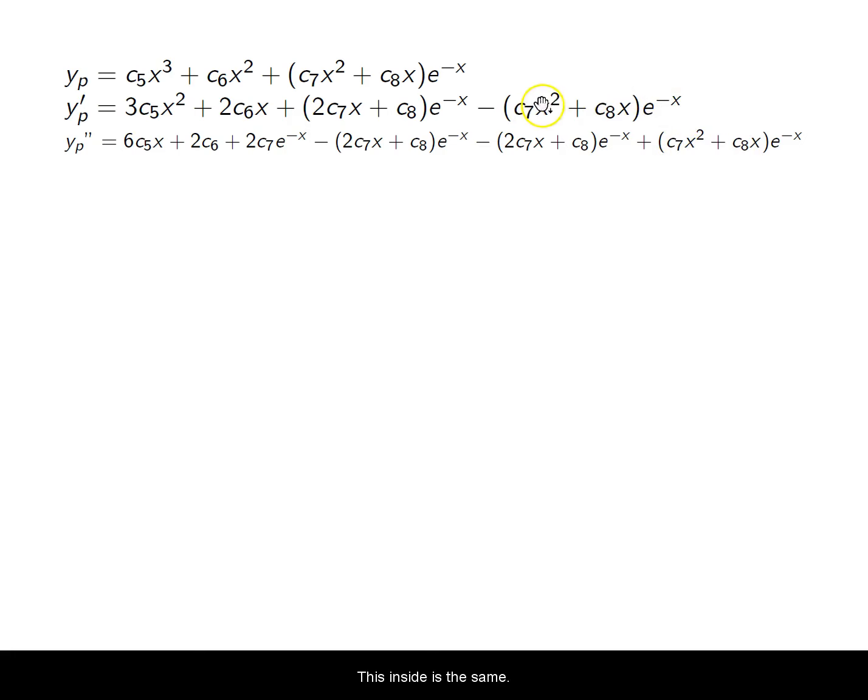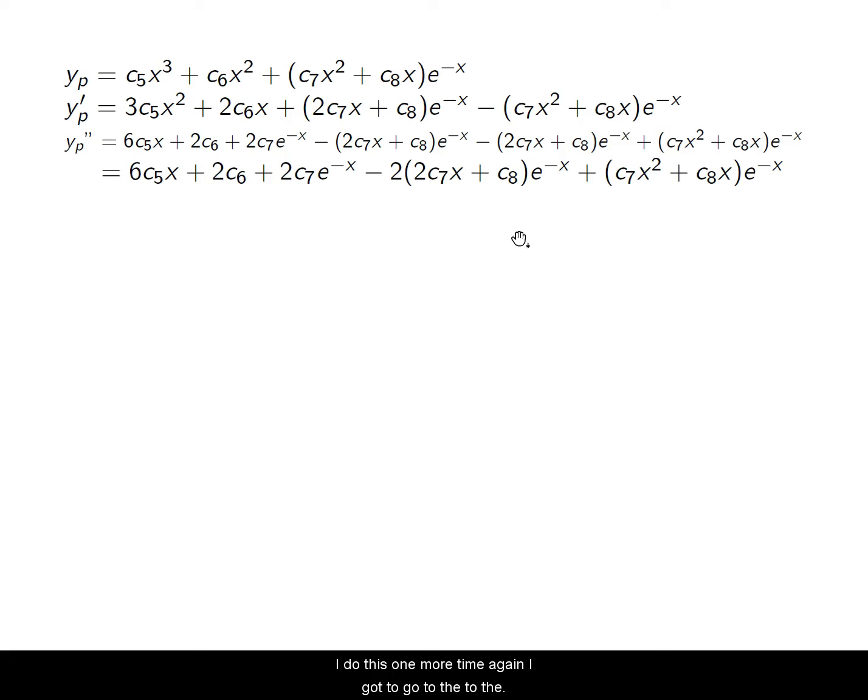This inside is the same, but this outside stays the same here. I'm sorry, it's been differentiated. That's why this is a plus. Okay, I do this one more time. Again, I've got to go to the fourth derivative, so I can clean this up a little bit here, right?